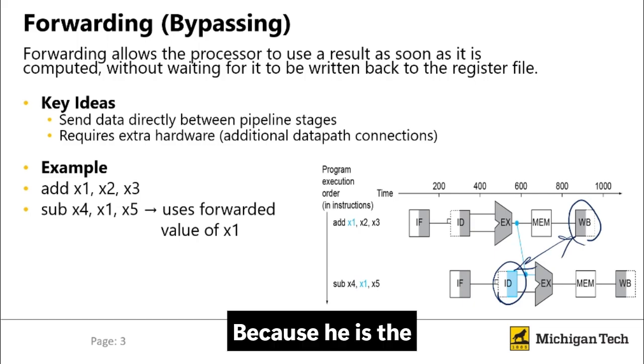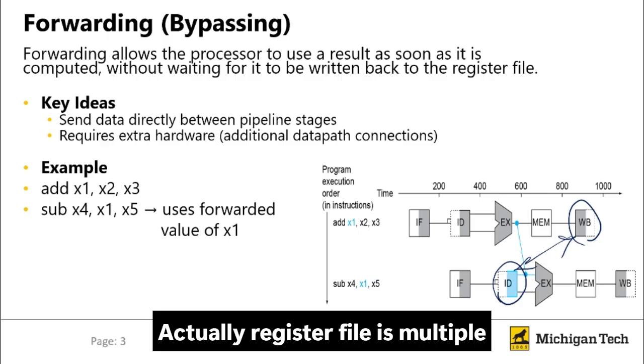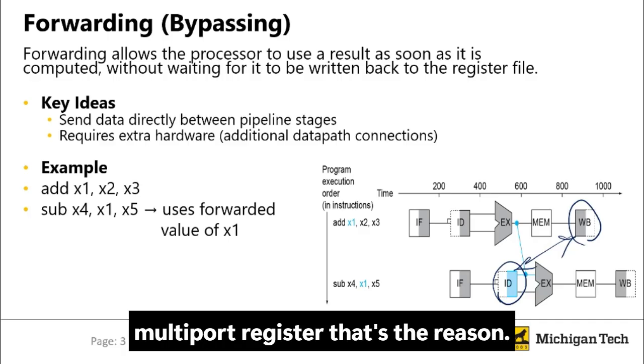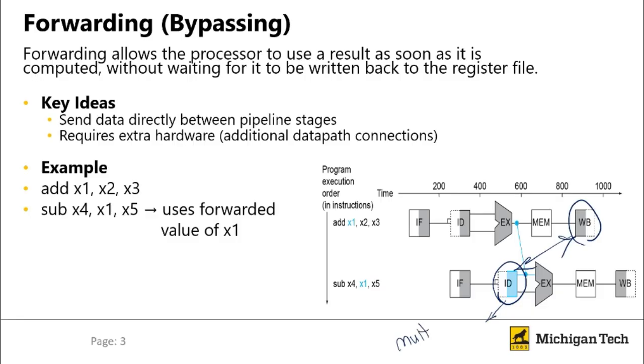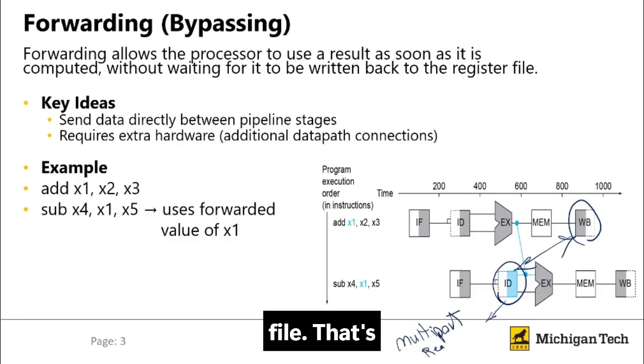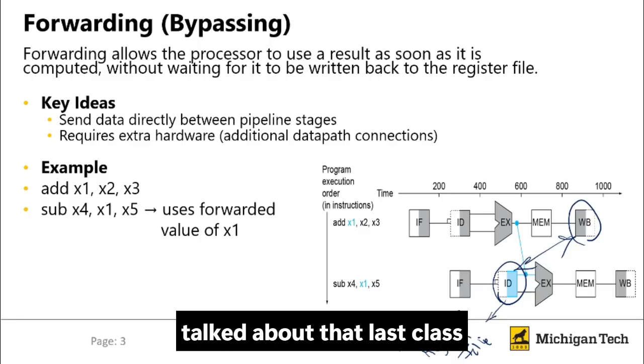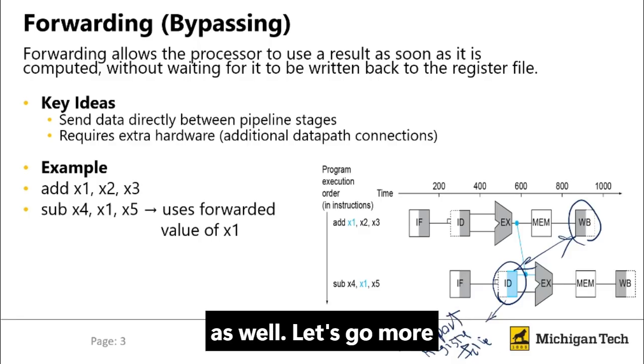Because the register file is a multi-port register file. That's the reason. Okay, so that's forwarding. We already talked about that last class as well.